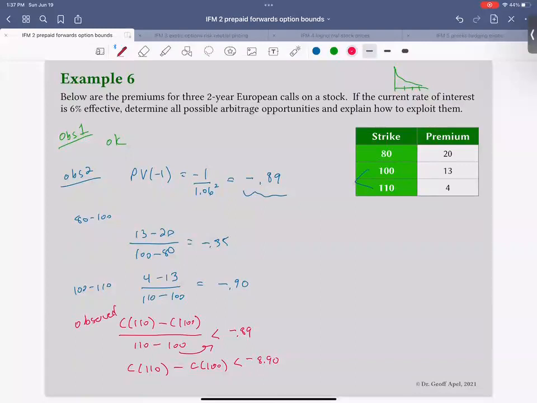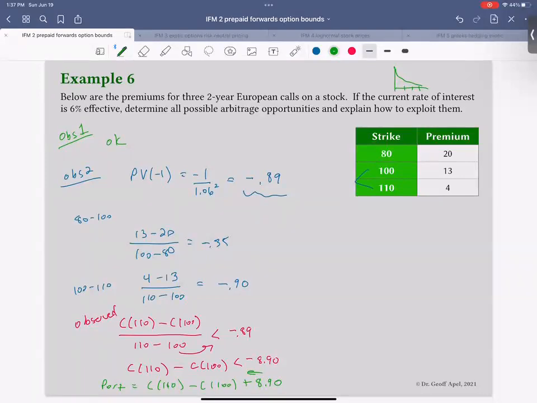And so for me to exploit arbitrage, my portfolio is super easy. I'm just going to move everything to the left-hand side. Most of it's already there anyway, but my portfolio will just be, I'll purchase a call at 110. I'll write a call at 100. And I will go long, as in lend, $8.90. Okay, and that's my portfolio, super easy.